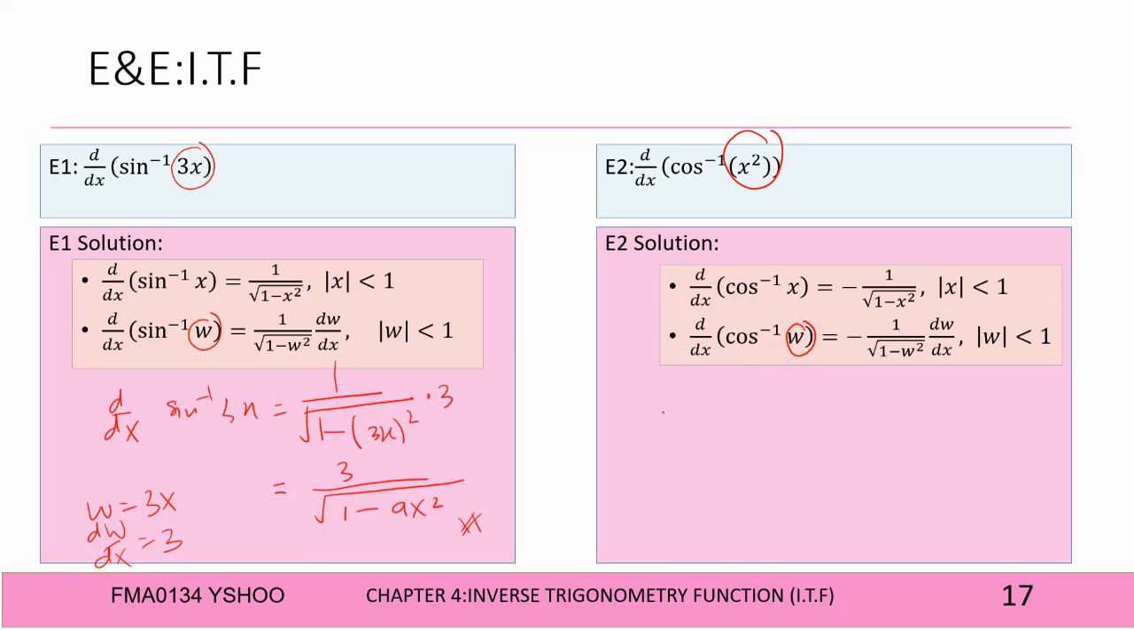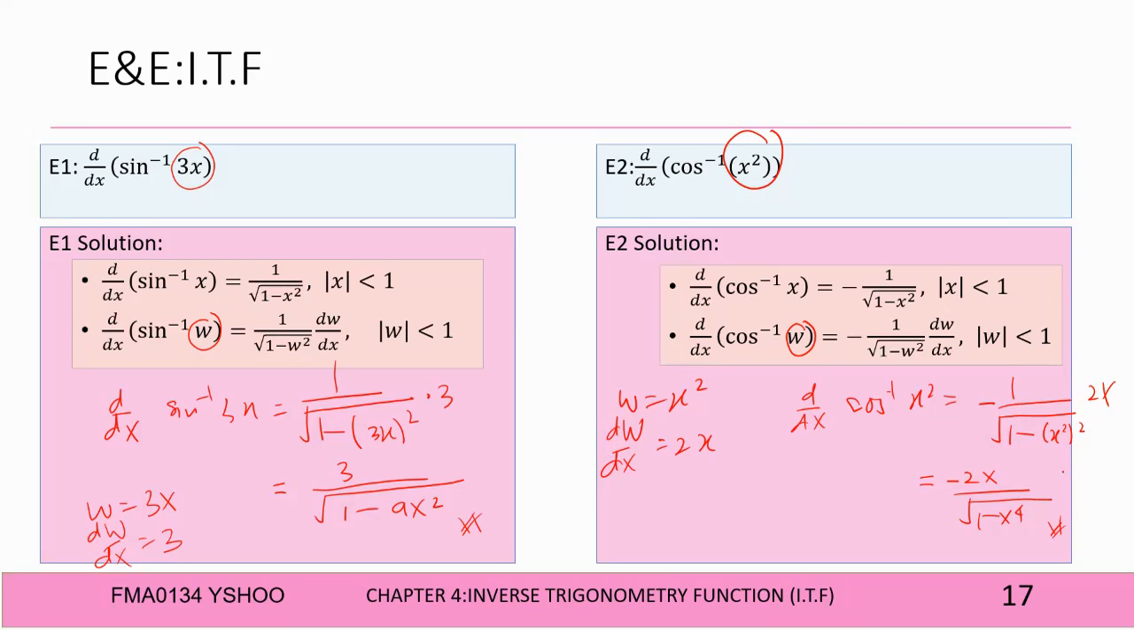How about this one? Same thing, our w is x squared, so dw dx is 2x. Now follow exactly the formula. So we have negative 1 over square root 1 minus our w, x squared, and then dw is 2x. If you want to simplify, negative 2x over square root 1 minus x to the power of 4. So settled. Please don't try to simplify whatever denominator and numerator, because it is inside a set.